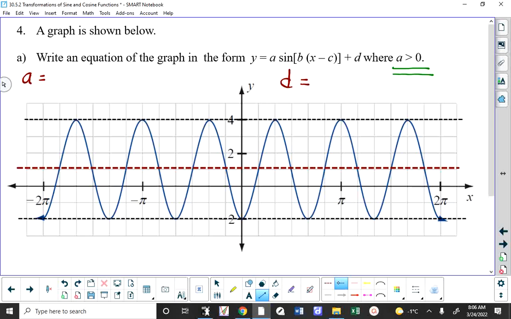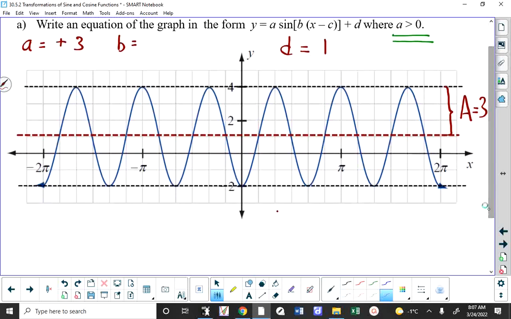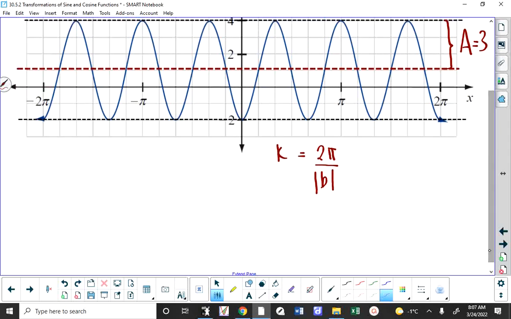What does that tell me? That tells me that a is 3, and we are told we have to use a positive value of a. The reason a is 3 is the amplitude of this graph, which is this distance, is 3. And we can see that d is the vertical displacement, the middle of the graph, which is at 1. Now what we're going to do is we're going to determine b. We're going to determine b by remembering that the period of the graph is equal to 2 pi over b, which means that b is equal to 2 pi over the period.